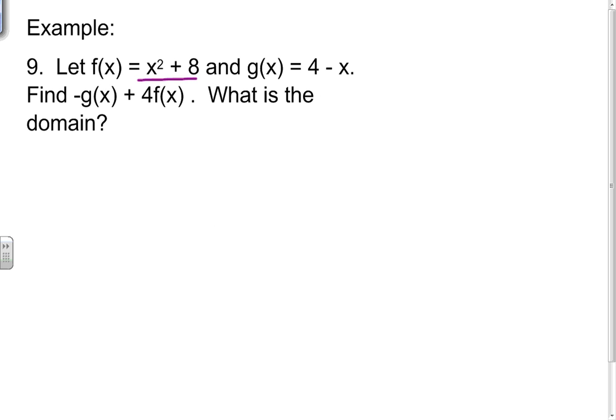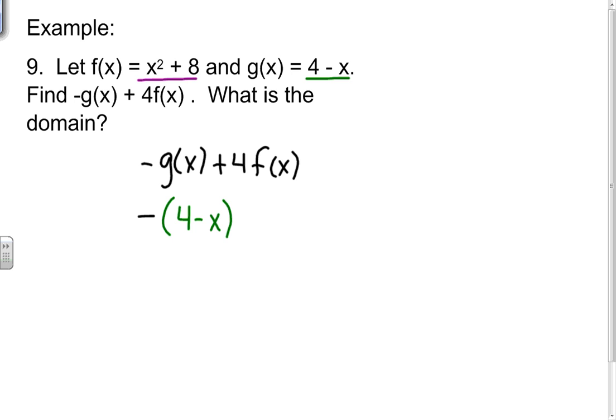Here's the f function, x squared plus 8, and here's the g function, 4 minus x. They want me to do negative g of x plus 4 times f of x. All right, negative g of x means negative times the quantity 4 minus x plus 4 times the f function, which is x squared plus 8.